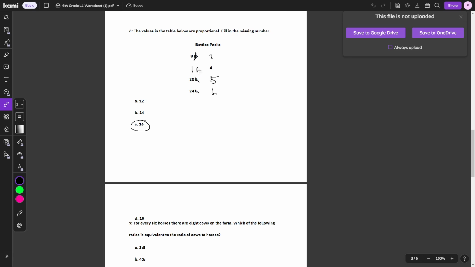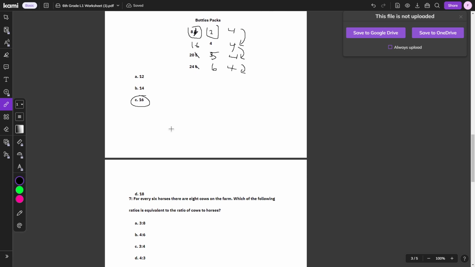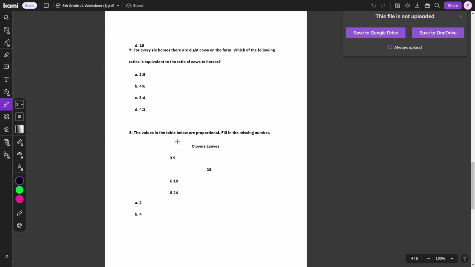Let's try C. 8 divided by 2 is 4. 16 divided by 4 is 4. 20 divided by 5 is 4. 24 divided by 6 is 4. These are all the same. The number of bottles to the number of packs is always 4 if you divide bottles by packs, which means that 16 is the correct answer because it fulfills this condition.